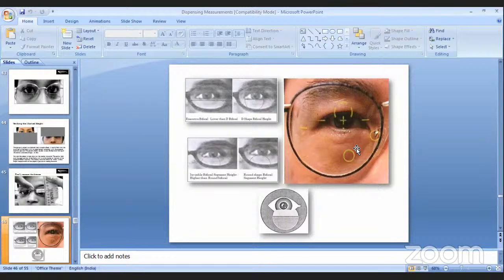For progressive lenses, there is no segment, there is no demarcation line. All progressive lenses come with some markings like this. There are some laser markings which are permanent, and there are some ink markings which are temporary. We have a fitting cross also, which is a temporary ink marking. You need to align this fitting cross with the monocular PD of the patient.